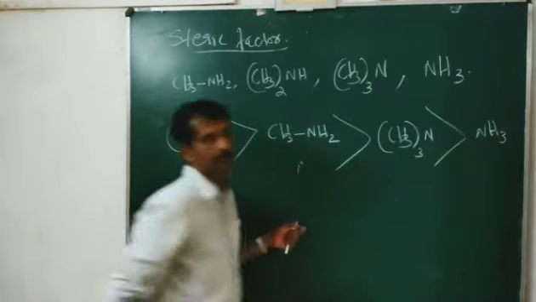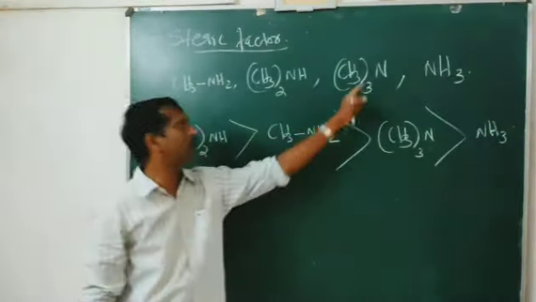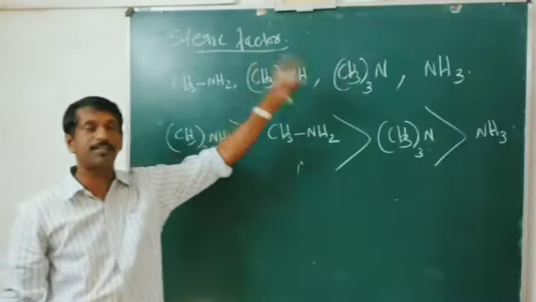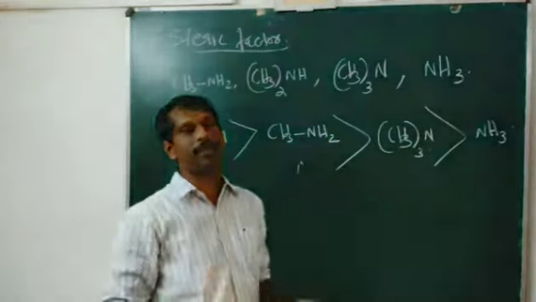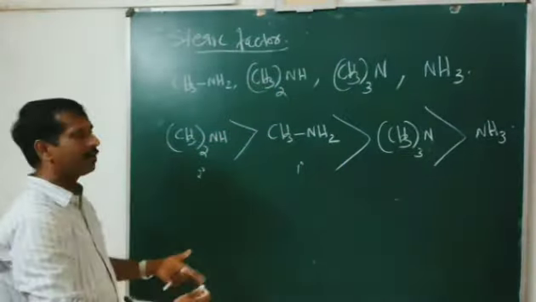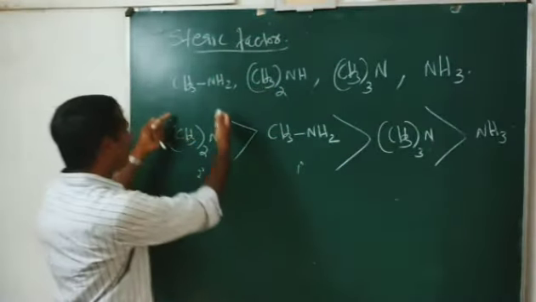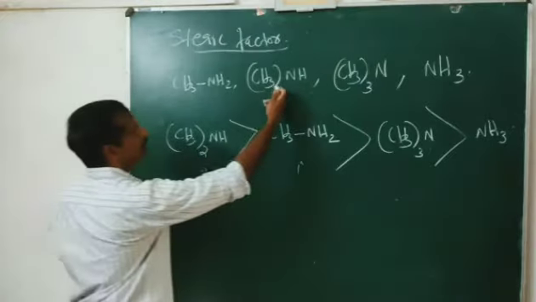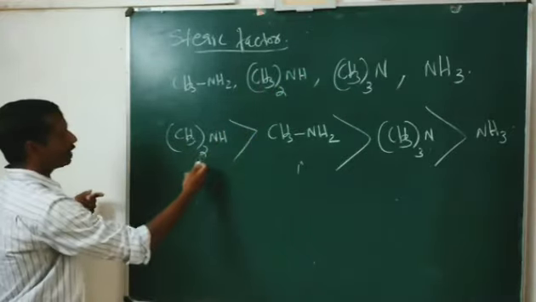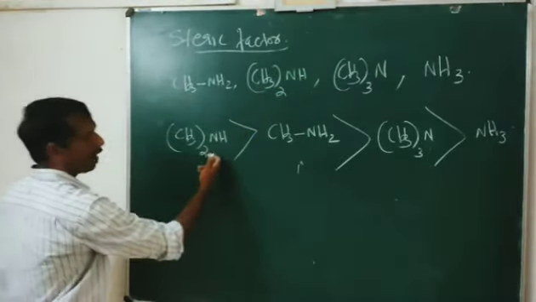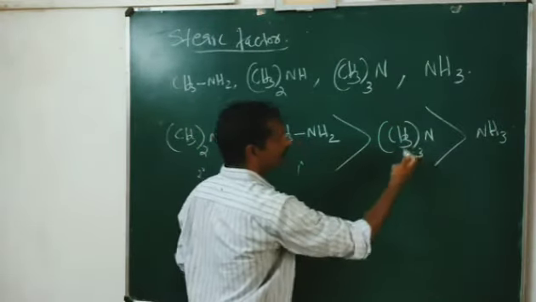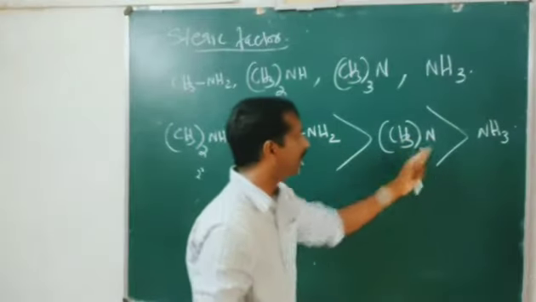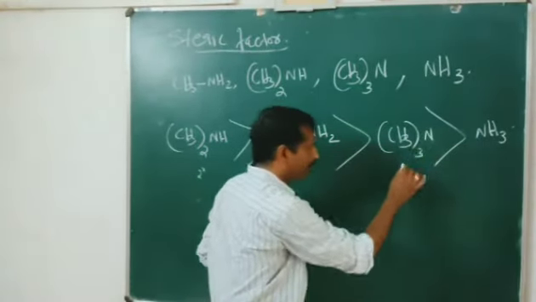Why this order? According to the plus I effect, of course, the most basic is (CH3)3N, because there are 3 alkyl groups, 3 plus I effects. But when you come to the steric factor, we can see that the most basic is (CH3)2NH. First, why is the tertiary amine coming in the third position?